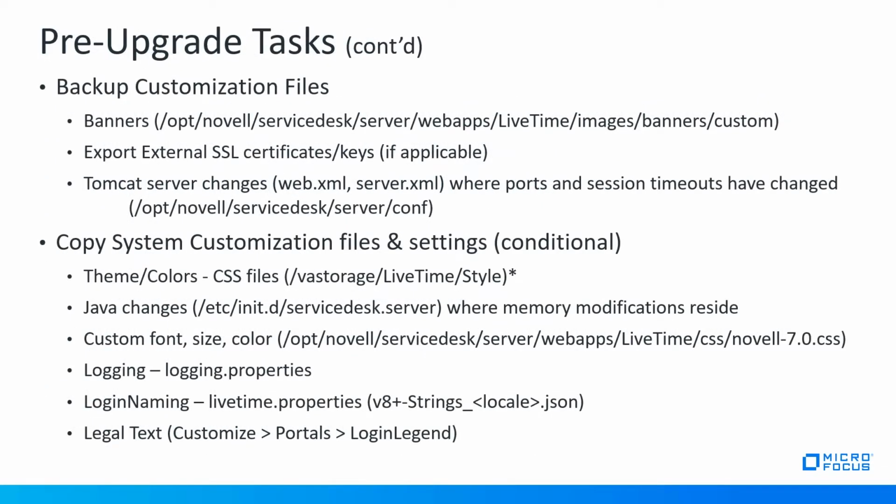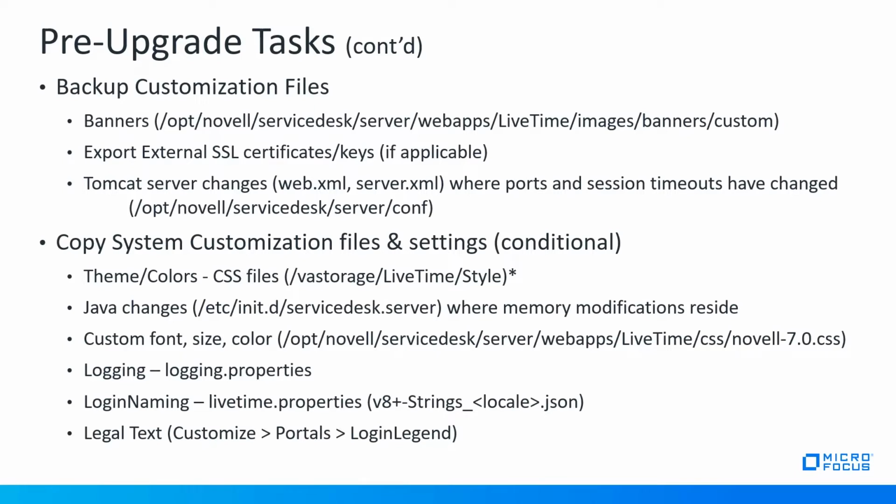A couple more is backup customization files. Here's some locations to some customization files: banners, SSL certificates where you'll find them, Tomcat server changes. And again, only if you've made these modifications, right? If you haven't changed any Tomcat server changes like in the web XML or server XML, you don't need to back those up, okay?